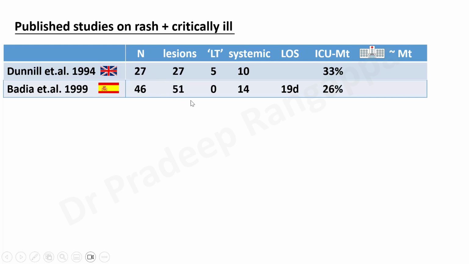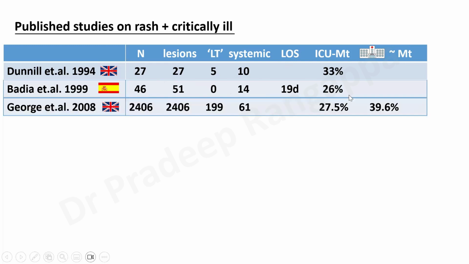They've looked at 51 lesions and none of them were life-threatening. So the study is not of relevance to ICU, but 14 of the patients had systemic manifestations. As you see, the length of stay is very long. So the thing to highlight is that anyone with skin manifestations has a morbidity factor. They tend to stay longer in the hospital and they have some bearing on mortality, because they looked at ICU mortality as 26%. So this was a recent study from UK, George et al., 2008.